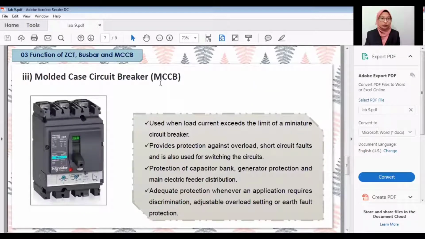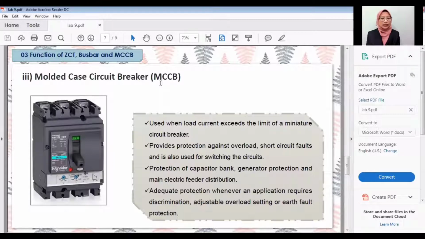Okay, so last we have molded case circuit breaker, MCCB. Okay, so MCCB is another type of electrical protection device which is used when the load current exceeds the limit of a miniature circuit breaker, MCB. The MCCB provides protection against overload, short circuit faults, and also used for switching the circuits. It can be used for higher current rating and fault level even in domestic applications.